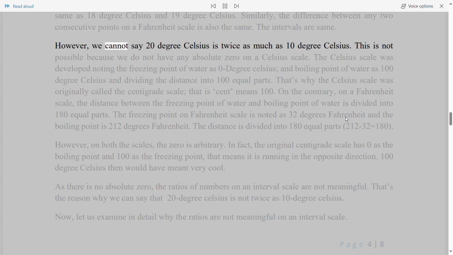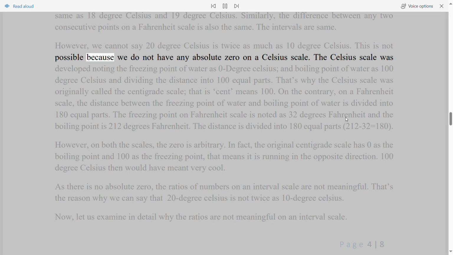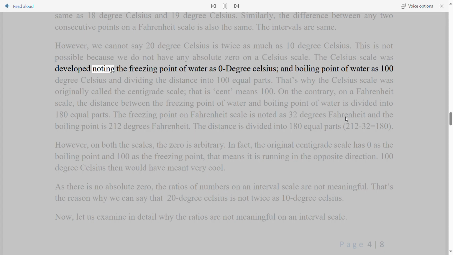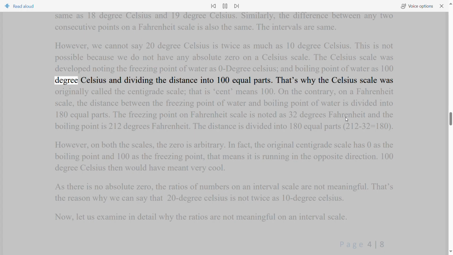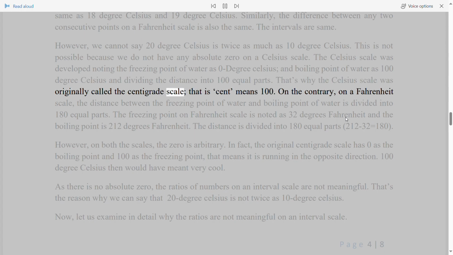However, we cannot say 20 degrees Celsius is twice as much as 10 degrees Celsius. This is not possible because we do not have any absolute zero on a Celsius scale. The Celsius scale was developed noting the freezing point of water as 0 degrees Celsius and boiling point of water as 100 degrees Celsius and dividing the distance into 100 equal parts. That's why the Celsius scale was originally called the centigrade scale, that is cent means 100.